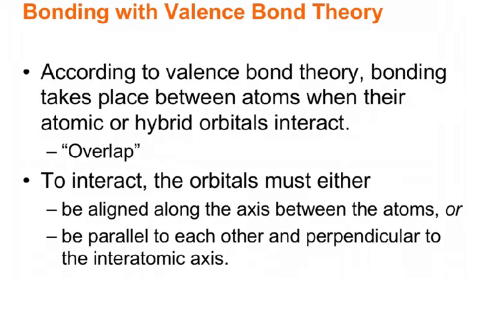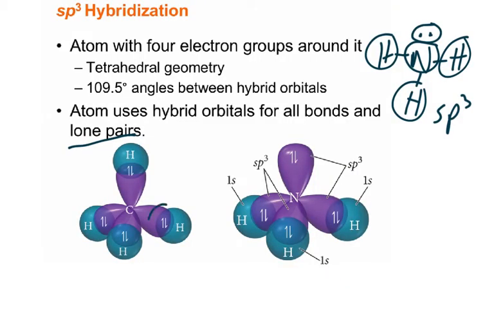Now, let's look at bonding with the Valence Bond Theory. According to the Valence Bond Theory, bonding takes place between atoms when their atomic or hybrid orbitals interact. We mentioned that earlier. There's an overlap between the two. As you can see here, here's the overlap between the carbon and the hydrogen. Notice the hydrogen doesn't hybridize. It's still represented in green, whereas the carbon is in purple because it's been sp3 hybridized.